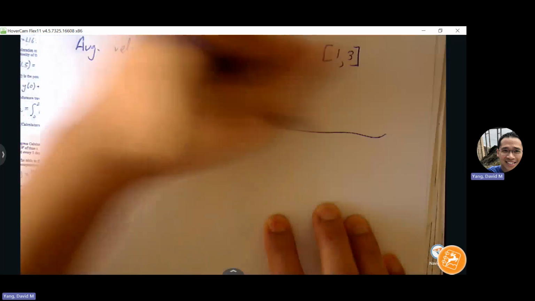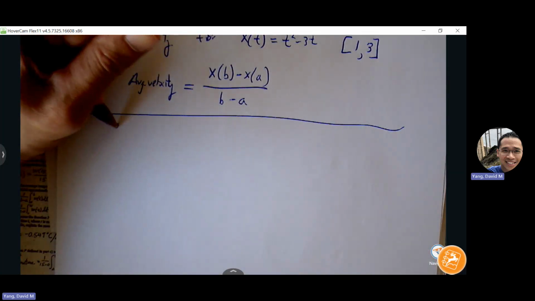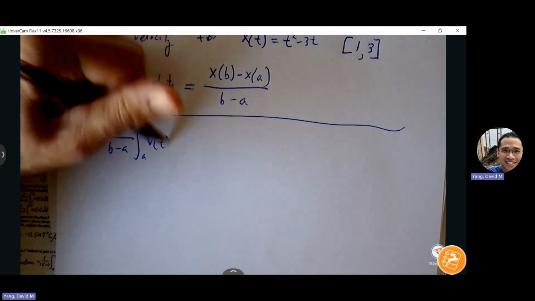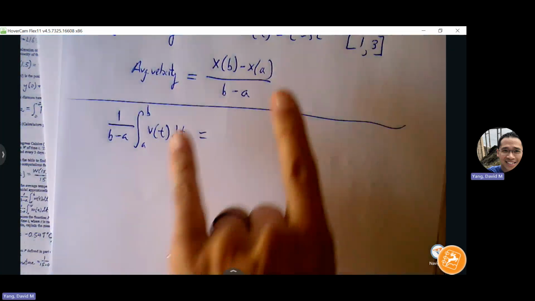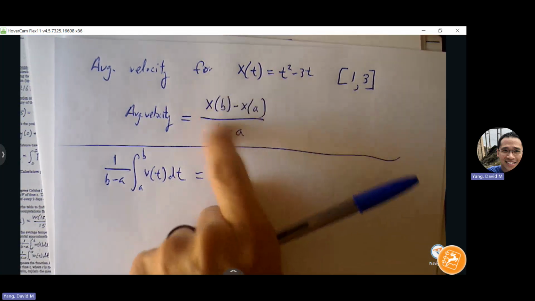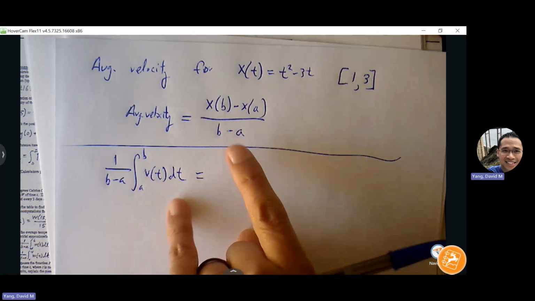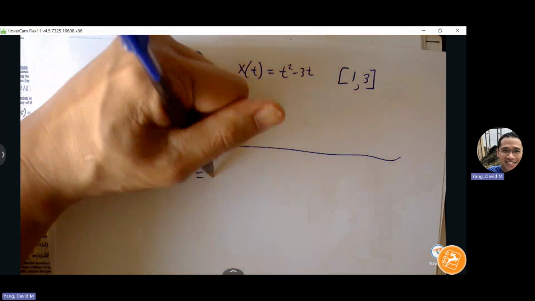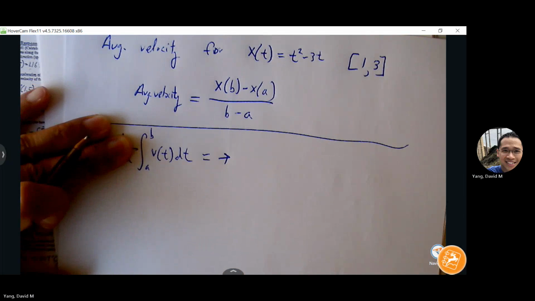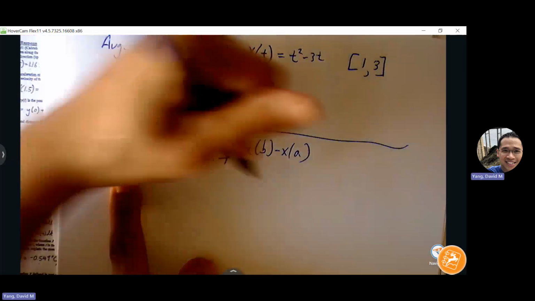So my average velocity is simply x of b minus x of a over b minus a, right? But now we're doing average velocity where I'm giving you the velocity function. So I told you that your average velocity is 1 over b minus a integral from a to b of v of t dt. And this feels different, right? If I ask for average velocity from position, you give me slope, but given velocity, you would do the average value theorem. But I want to prove to you that these are the same thing, because what's the integral from a to b of velocity? x of b minus x of a. Divided by what? b minus a, right?